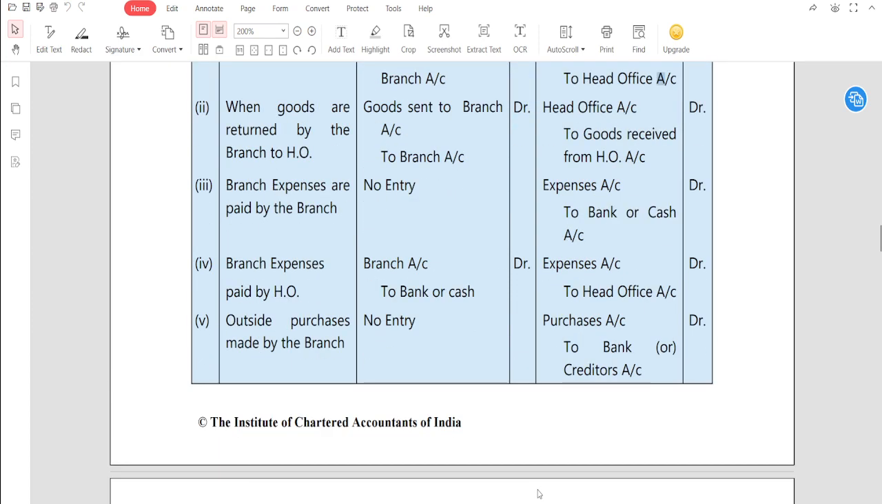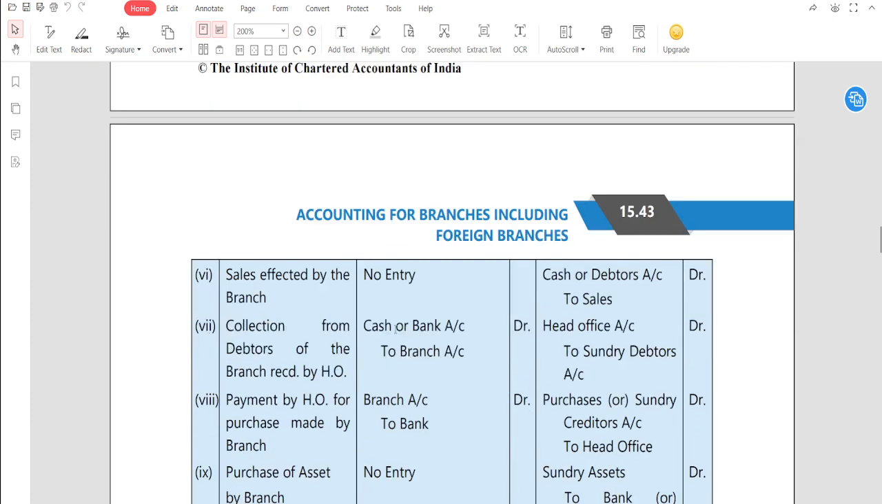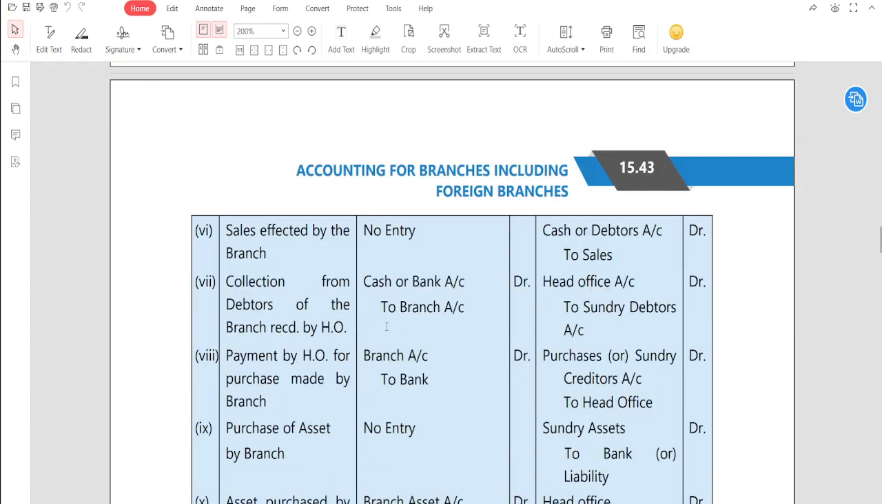So that's why purchase account debit to bank account. It's very simple. If you buy in cash, it's bank. If you buy on credit, it will be creditors. That's all, it's a little bit easy. Okay, done. Let's move ahead. Now let's see sales effected by the branch. Sales made by the branch mean no entry in the books of HO. Rather, we make an entry in the branch books: debtor account debit to sales. Pretty easy.